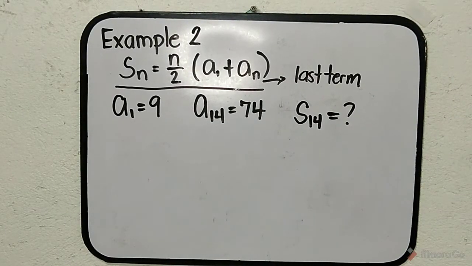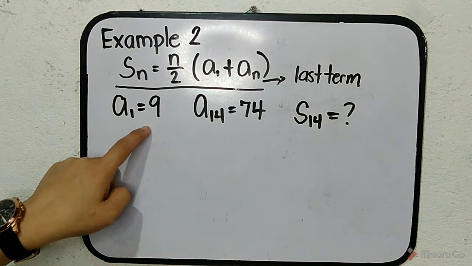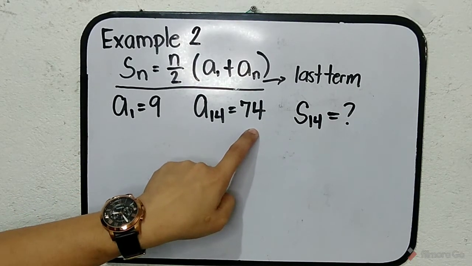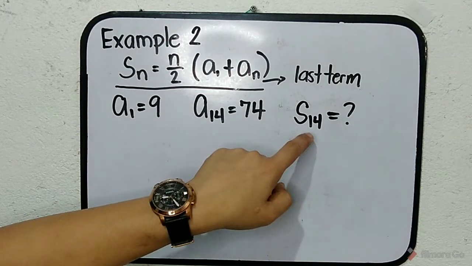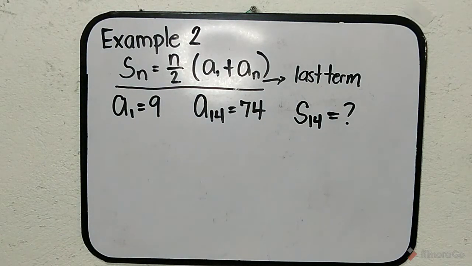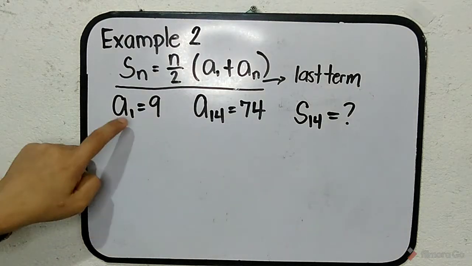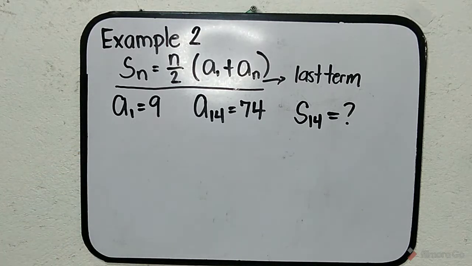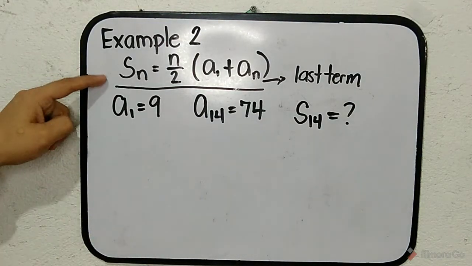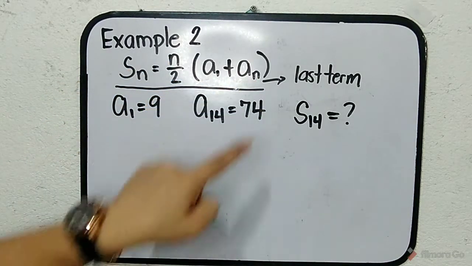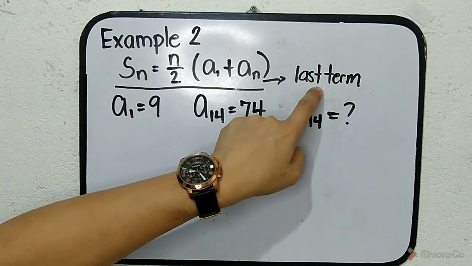Let's have our example number 2. So provided that our a sub 1 is equal to 9, a sub 14 is equal to 74, we're going to look for the sum of our first 14 terms. So S sub 14. Once again, ibinigay ang ating last term at saka ang ating a sub 1, which is 9. So ang gagamitin pa rin natin na formula ay S sub n equals n over 2 times a sub 1 plus a sub n, wherein our a sub n once again is our last term.